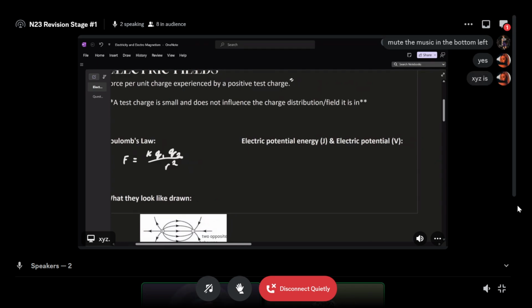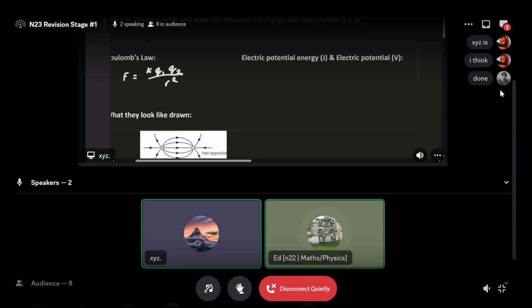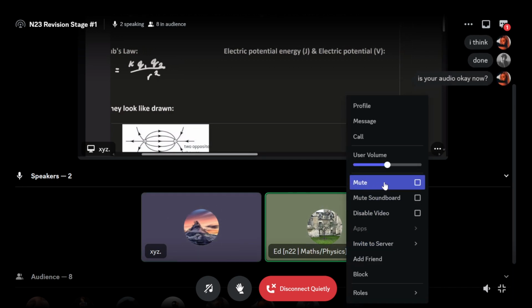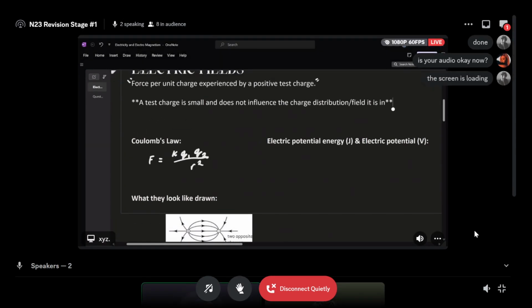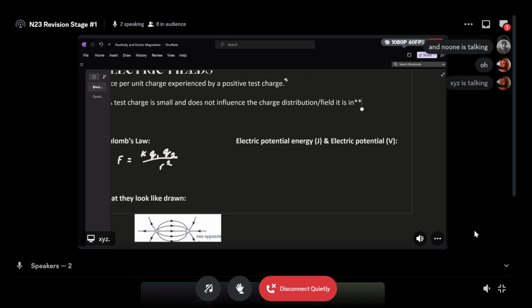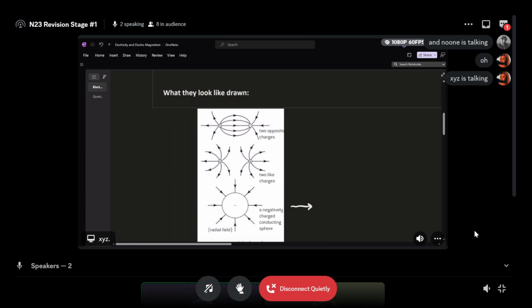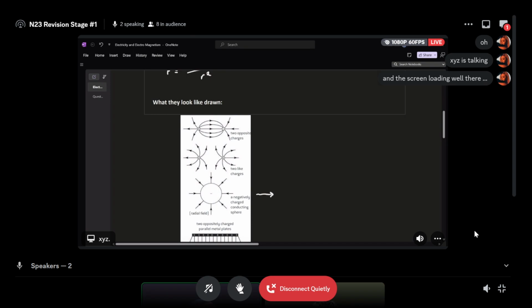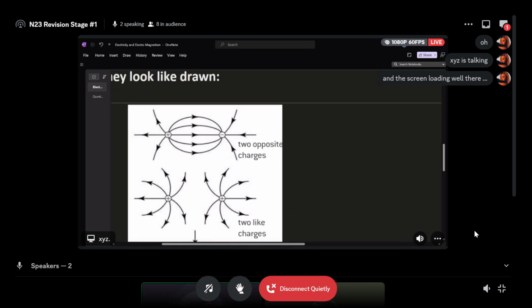The other thing to understand before we go into circuits is how electric potential energy is defined and what electric potential is. Electric potential energy is the amount of energy a charge has given its position within an electric field. I have some diagrams of electric fields here, and electric fields go from positive to negative charge, as we can see here.